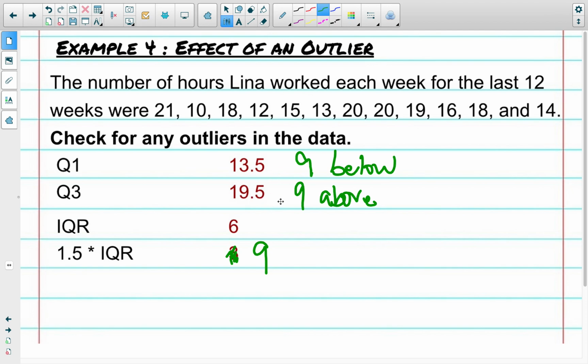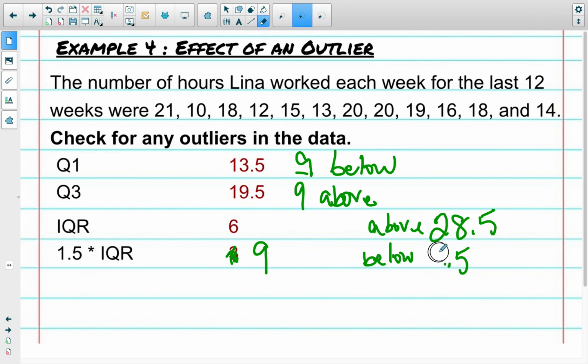19.5 plus 9 would be 28.5, so anything above 28.5, and anything below 13.5 minus 9, which is 4.5. Either way, we would get a range.